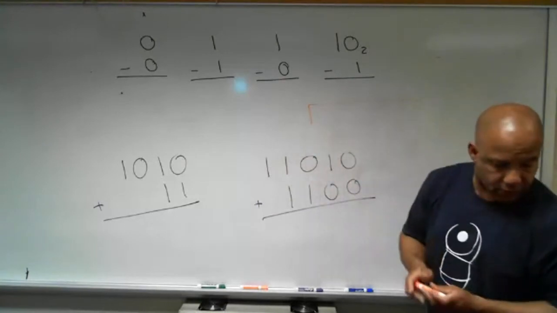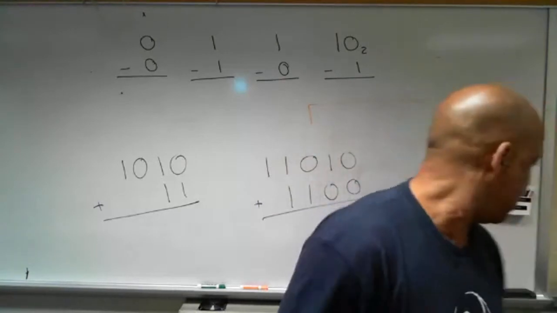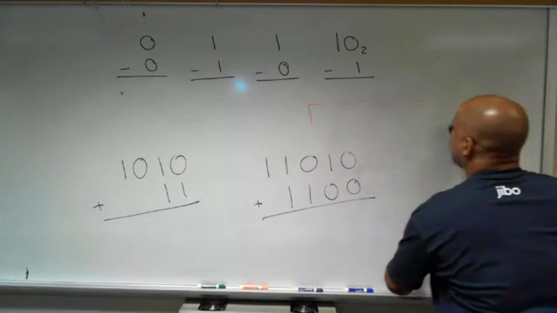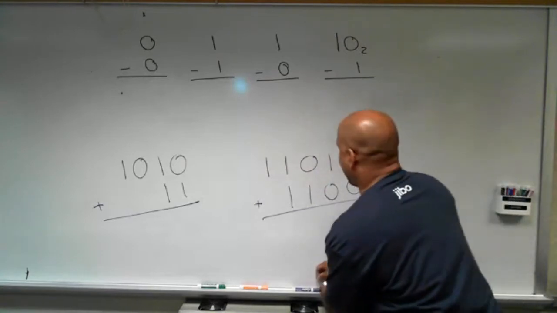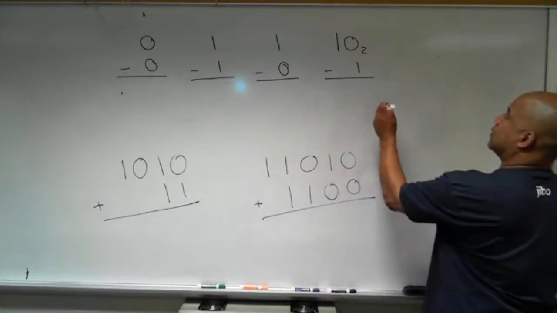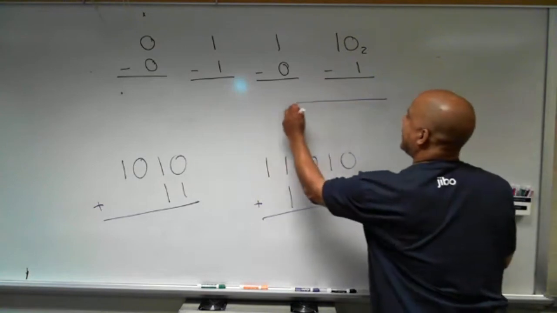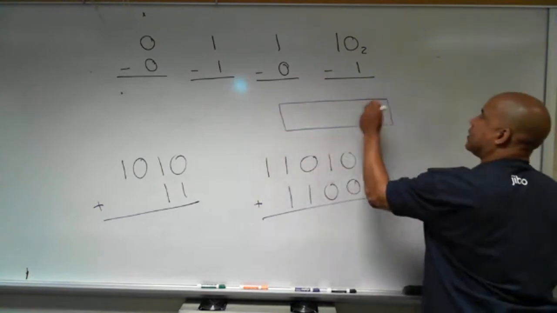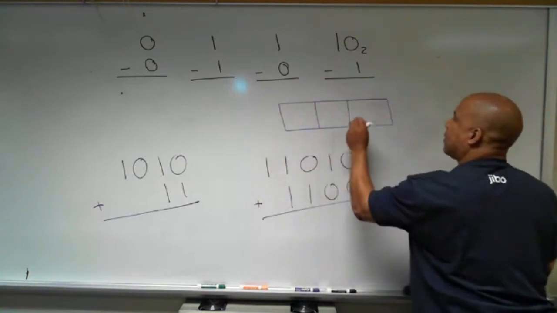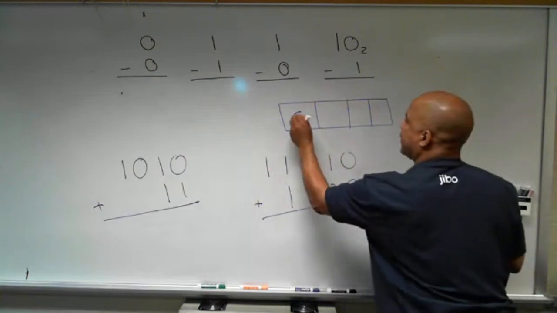I don't know if this orange is showing up in the camera or not. Let me put something darker up there. I don't want to do everything in black. Let me see if the blue works. So it's handy if you just have this up here, especially if you have large things bigger than 4 bits.